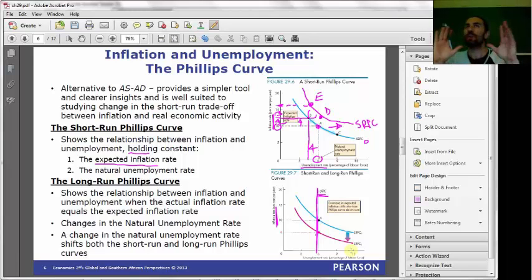So as long as you understand the aggregate supply discussion that we had last week about why the short run aggregate supply curve slopes upwards, and why it shifts when there's a change in money wages. If you understand that discussion, then the Phillips curve is the same thing. It's the same discussion. You get the one, you get the other one. It's the same story. Okay? Any questions?